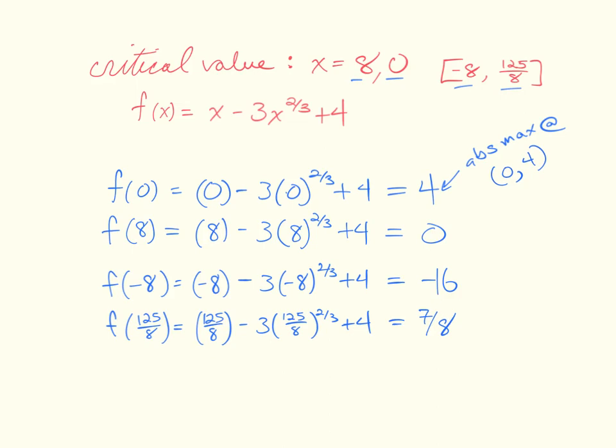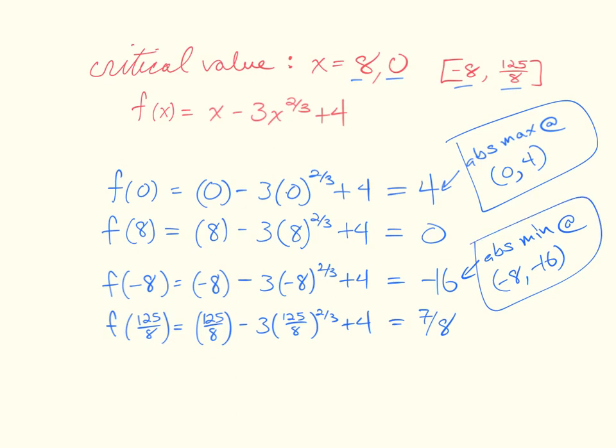And the smallest value in the list is right here, negative 16. That's our y value when we put in negative 8 for our x. So this is an absolute minimum, and that happens at negative 8 comma negative 16. So here is where the absolute max and the absolute min happen for this function on this interval.